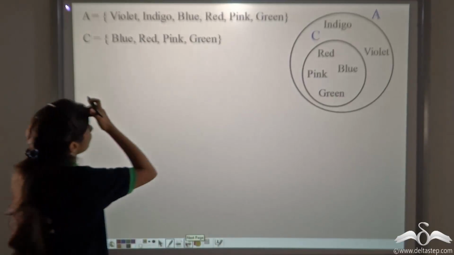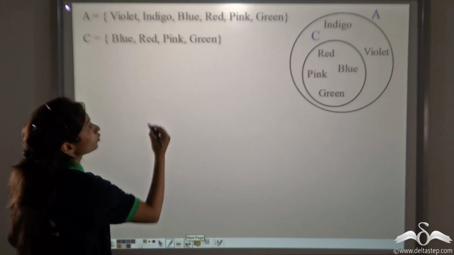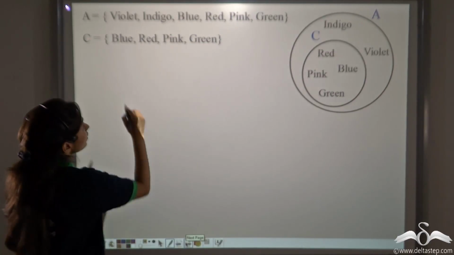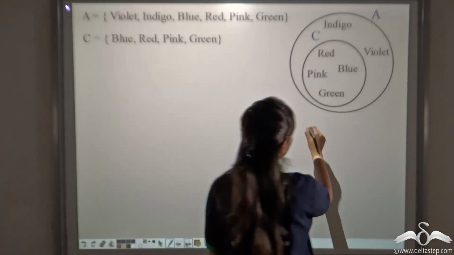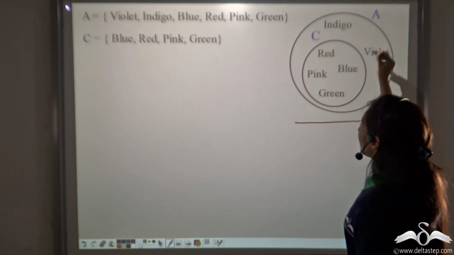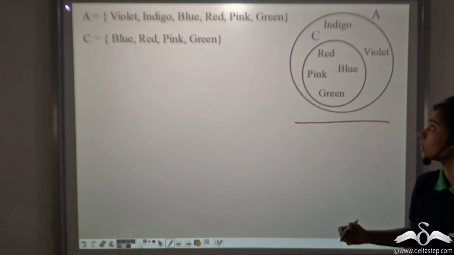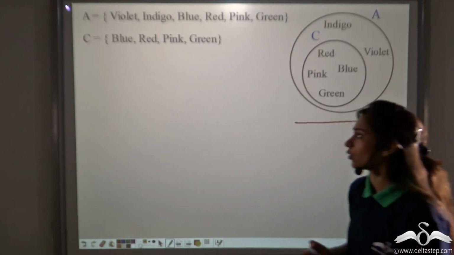Now look at this. A is a set of colors violet, indigo, blue, red, pink, green, whereas C is a set of colors blue, red, pink and green. You can see the Venn diagram. Here C is a subset of A. Now how will we do A minus C here? There is a question of subsets also. Well, that's easy. Let's see how.